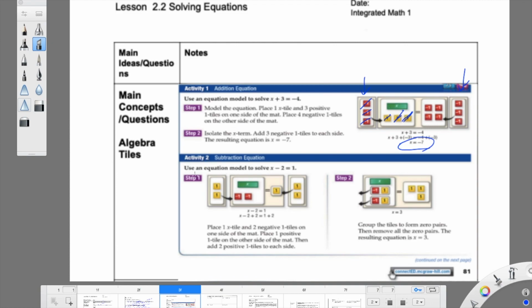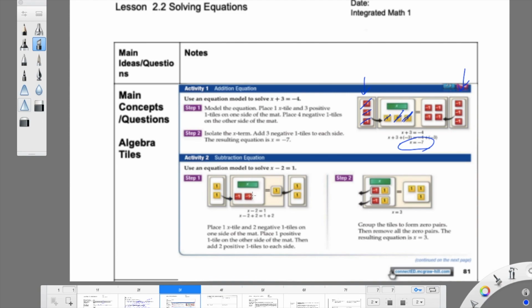All right, so let's look at this second activity. It says use an equation model to show x minus 2 equals 1. So now we're going to place 1 x tile and 2 negative 1 tiles to show the negative 2, equals, and we're going to place 1 positive 1 tile on the other side. So we've placed all of these pieces. So we have our 3 pieces there, right? Now we're going to start moving these away from the x. We want the x all by itself.